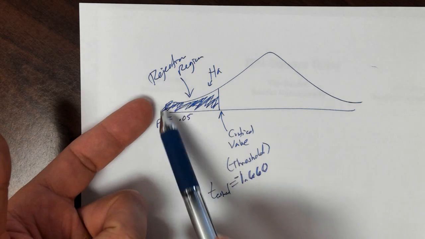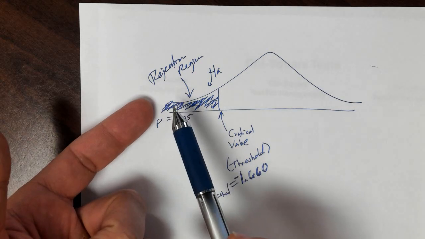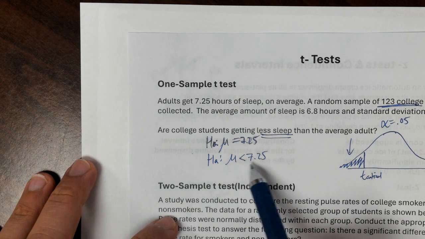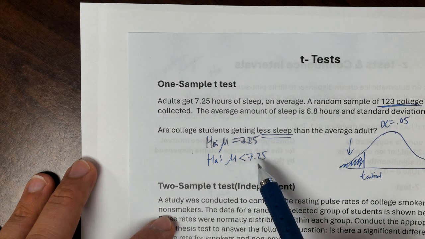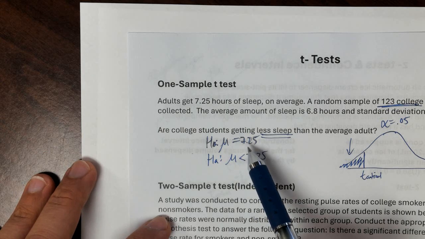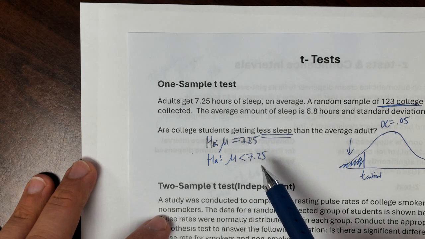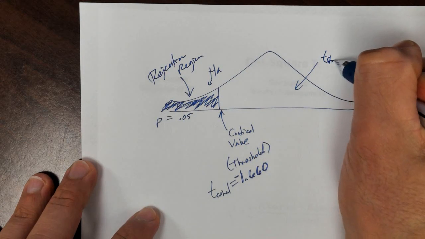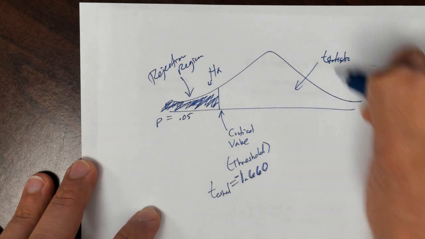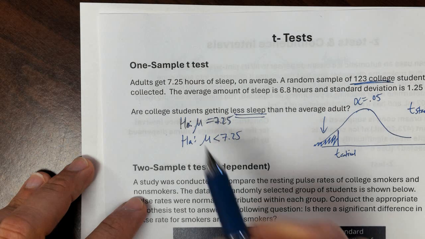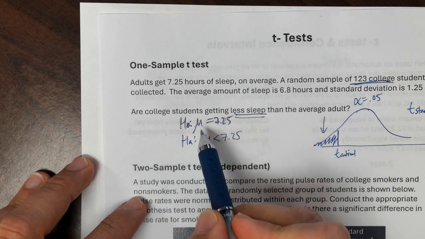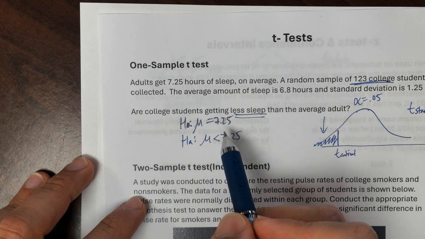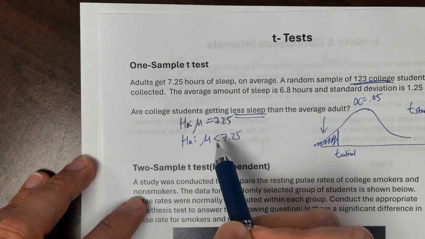If your t-statistic lands over here in the shaded part, we say we have convincing evidence to support the alternative, that the adults actually sleep less than 7.25. The claim that they're saying is not really true. We have evidence to support this instead. But when it's not in the shaded region, let's say that your t-statistic lands over here, somewhere in this other space, we do not have enough evidence to reject the null hypothesis. We don't have evidence to support this other claim.